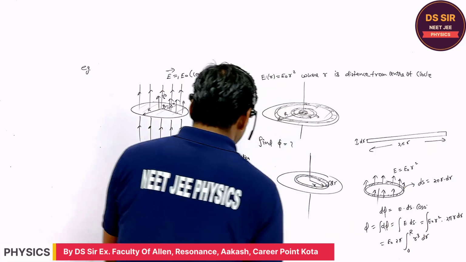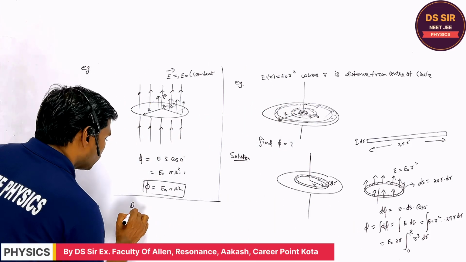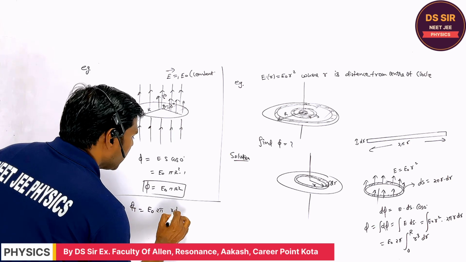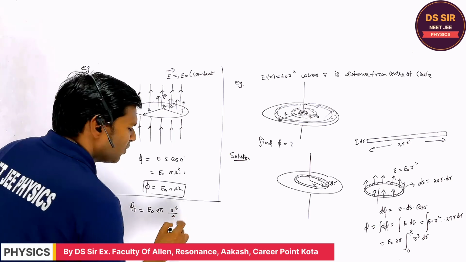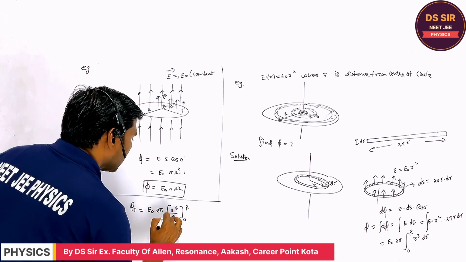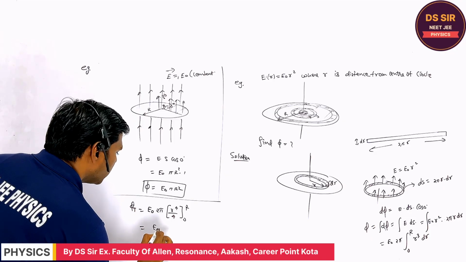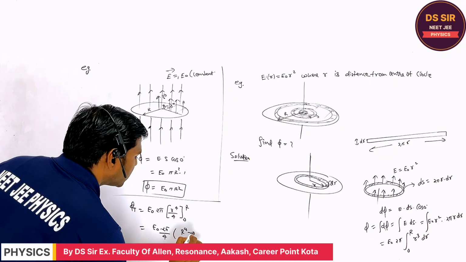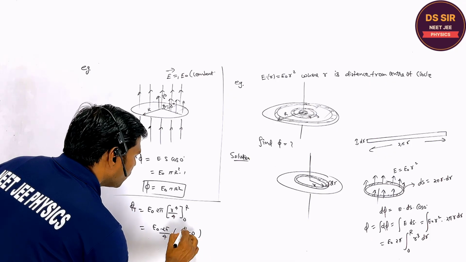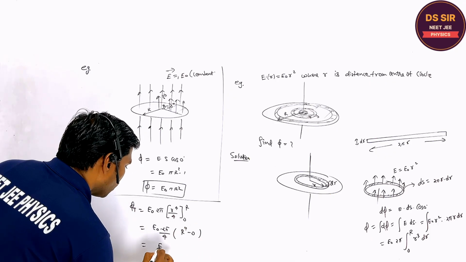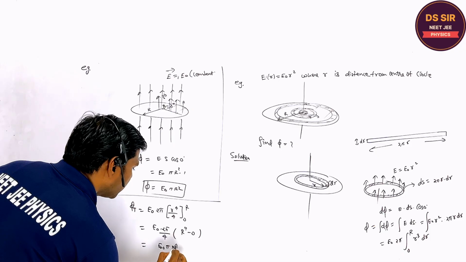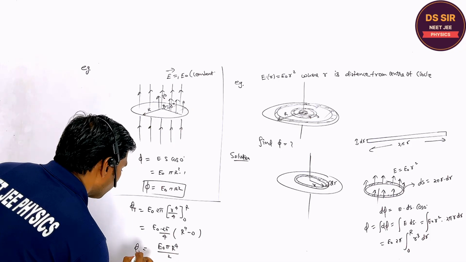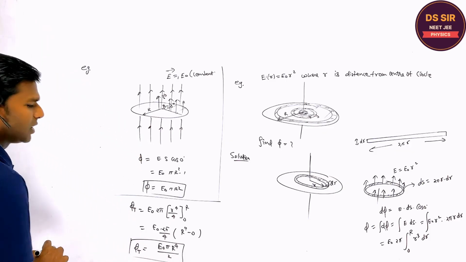After this, the total flux is nothing but E naught into 2 pi, r to the power 4 upon 4, from 0 to R. E naught into 2 pi, 4 is common, R to the power 4 minus 0. Fine. So this is E naught pi R to the power 4 upon 2. So this is the total flux linked. Is it clear or not?